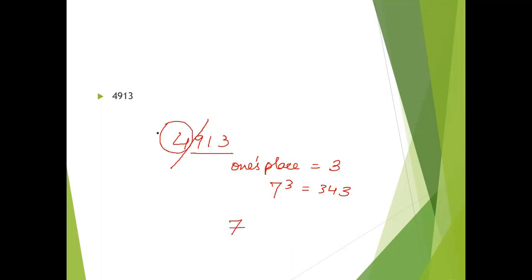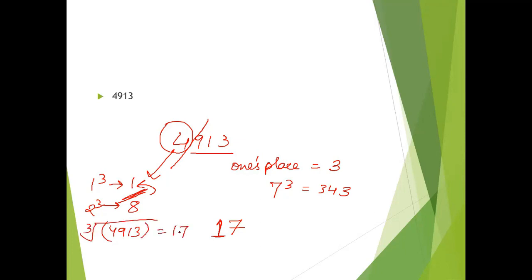Okay, now look at 4. Between which cubes does 4 lie? Between 1 cube and 2 cube. 1 cube is 1 and 2 cube is 8. 4 lies between them. So we will take the smaller number. Among the numbers between which it lies, we have to take the smaller one. So what is the smaller number? 1. So the tens place digit will be 1. So the cube root of 4913 will be 17. Okay, easy, right?